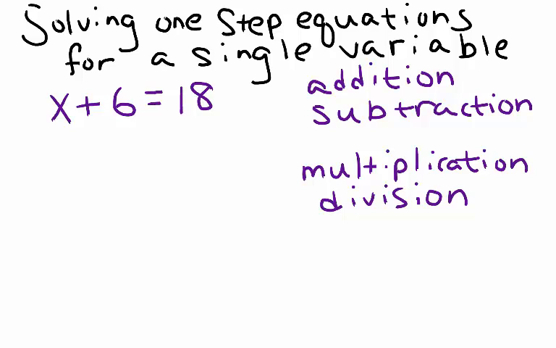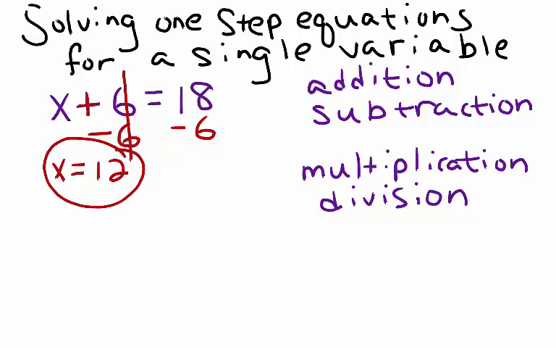Here we have x plus 6 equals 18. To solve this equation, I need to move the 6 from the left side to the right side, so that I can have x by itself on the left. To do that, I'll use inverse operations. Here I have addition. My inverse is subtraction. So I can subtract 6 from both sides of the equation. This gives me x equals 12.